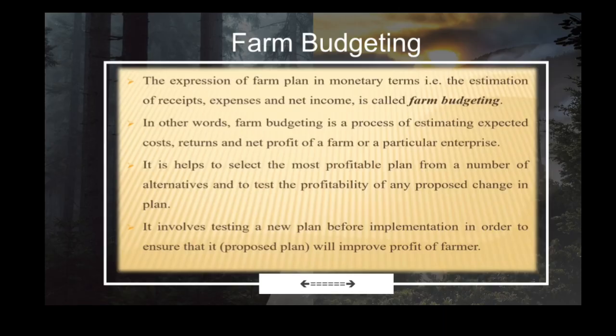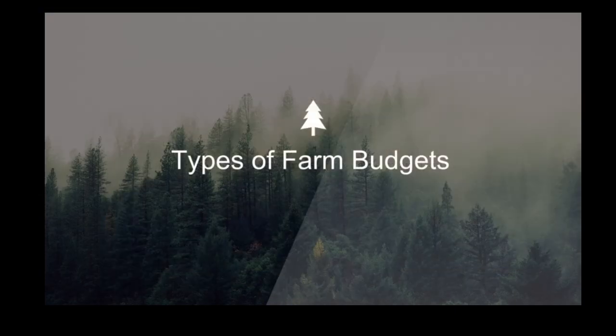Farm budgeting is the expression of the farm plan in monetary terms. In other words, it's a process of estimating expected costs, returns, and net profits of a farm enterprise. A farm enterprise refers to a specific crop or livestock commodity, such as rice, corn, vegetables, or cattle. By preparing a budget for each enterprise, farmers can compare alternatives, identify the most profitable options, and plan their farm operations more effectively.